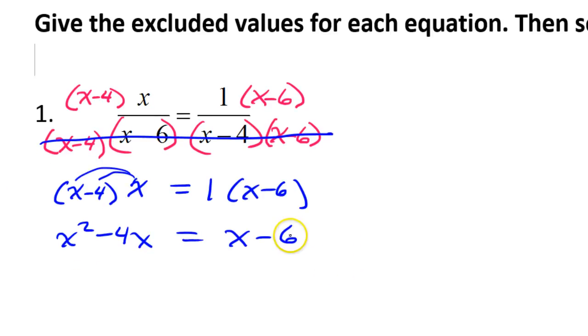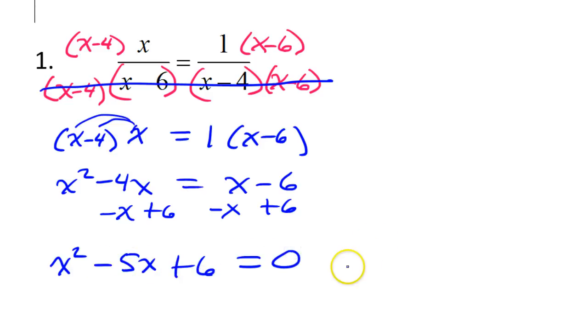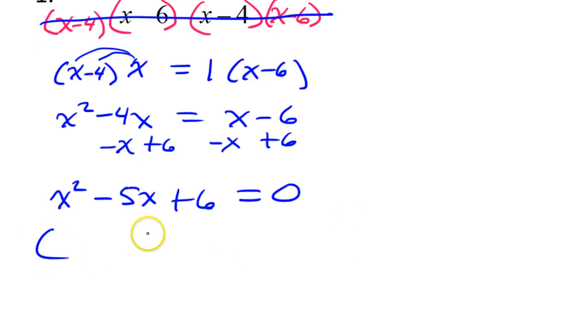So now there are no more fractions, so this should be pretty simple. We'll just get 0 on one side and possibly factor. So I will subtract x from both sides, and I will add 6 to both sides. That's going to give me x squared minus 5x plus 6 equals 0. Now this is probably factorable.